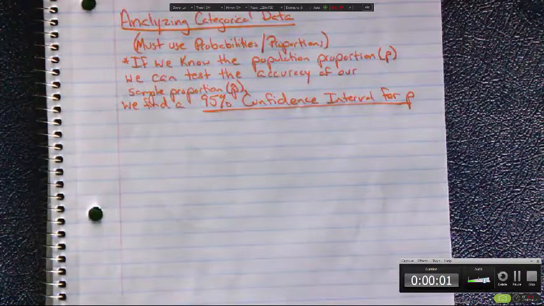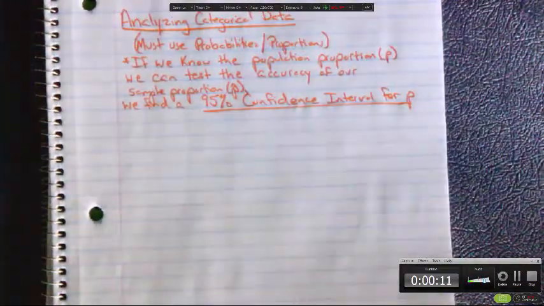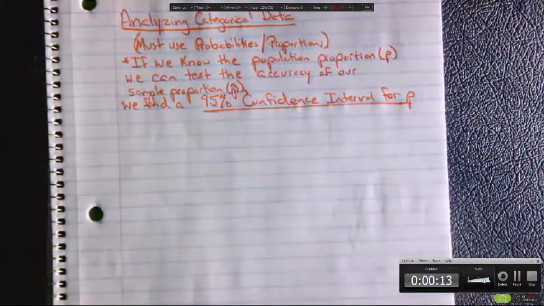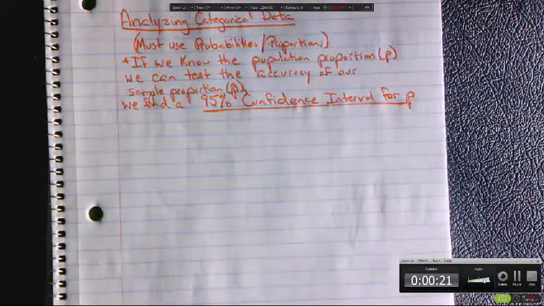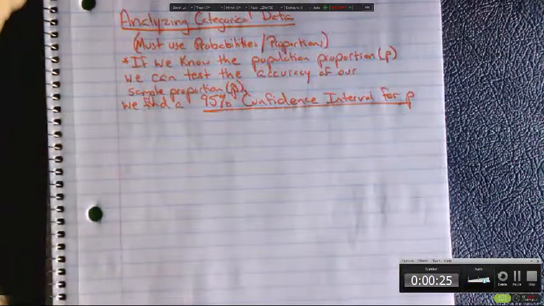Picking up where we left off yesterday, we were talking about analyzing categorical data. Categorical data is grouped by ownership, therefore we have to use probability and proportions. And if we know the population proportion, how much is in the entire true population, we can test the accuracy of our sample by finding a 95% confidence interval for P, the population proportion.